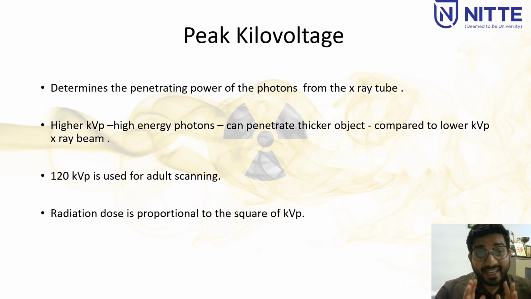As we already explained, the kVp determines the penetrating power of the photons from the X-ray tube. Higher kVp, higher energy photons can penetrate thicker objects compared to lower kVp X-ray beams. Generally 120 kVp is used for adult scanning, and in pediatrics you can reduce it to 80 kVp or 100 kVp. Radiation dose is proportional to the square of the kVp.